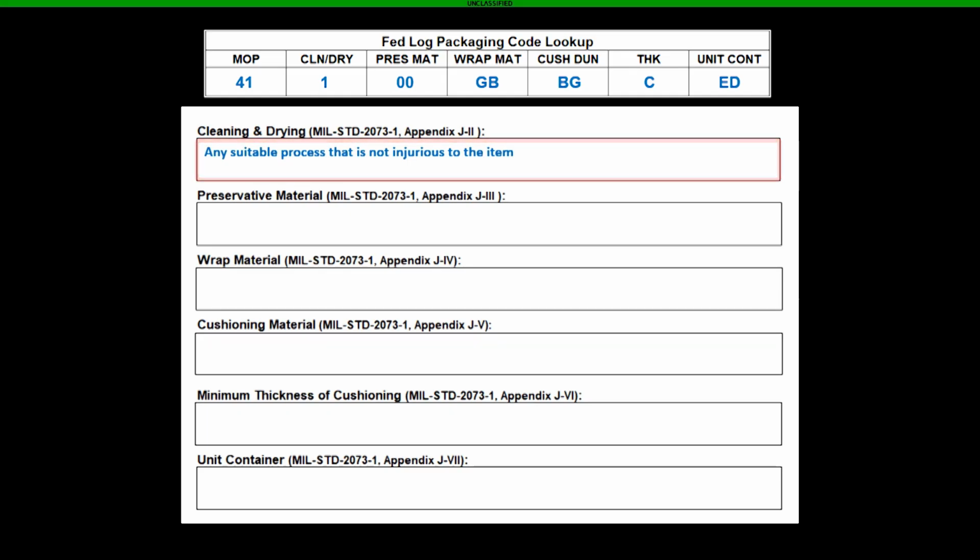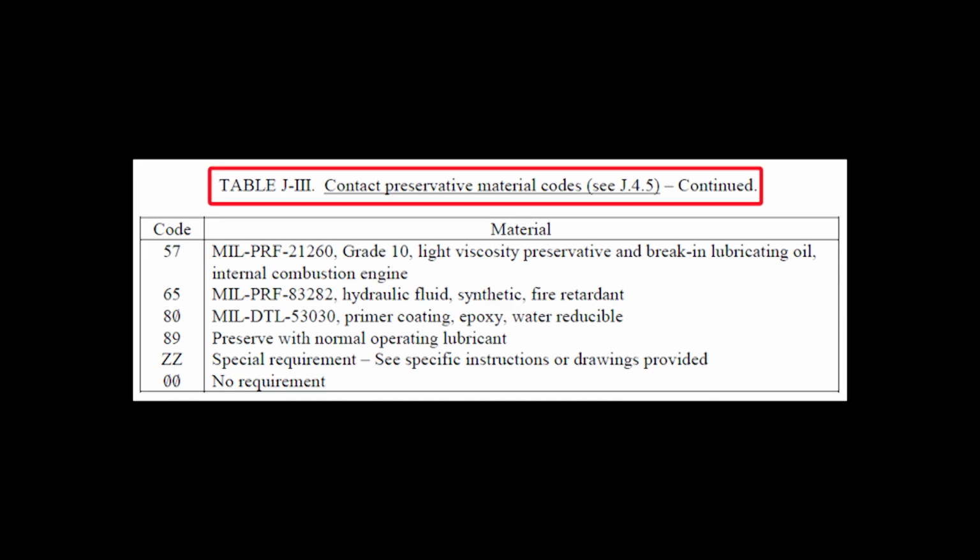Next, we will examine the preservative coating requirement. You may recall from the previous module that a code of 00 always indicates there is no requirement. However, this information is also included in the Appendix J tables as well. Preservative coating codes are found in Table J3. Record this information on the worksheet.